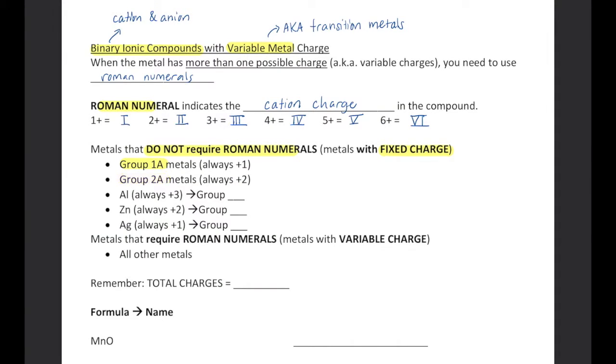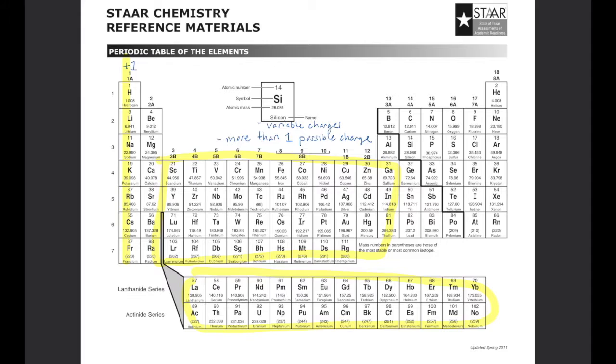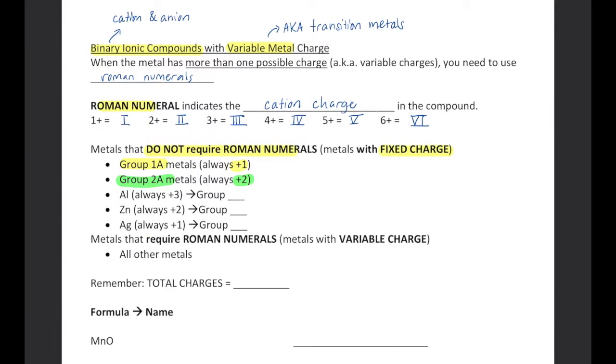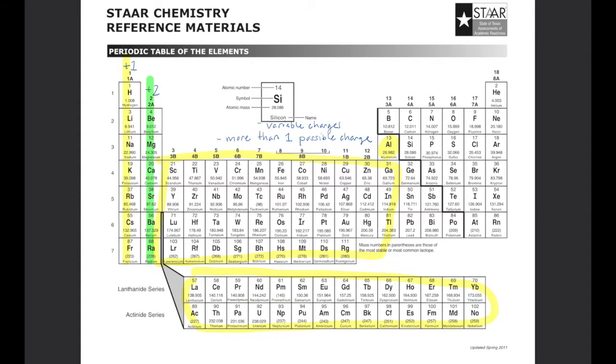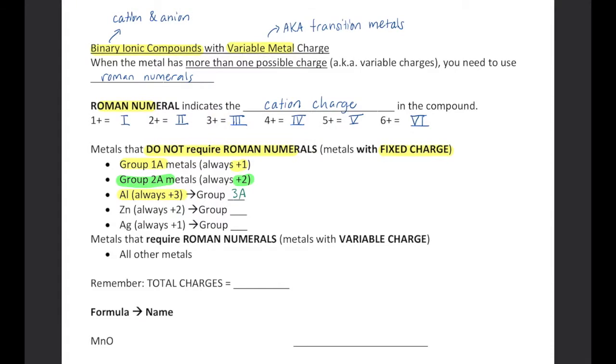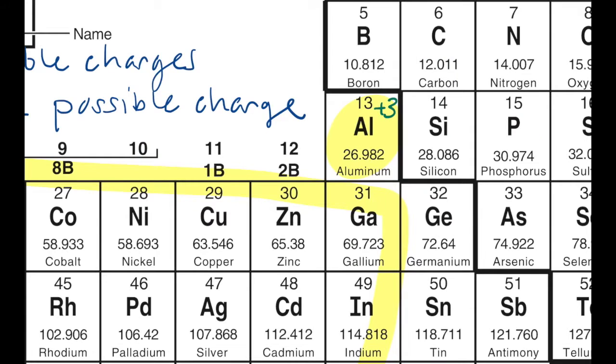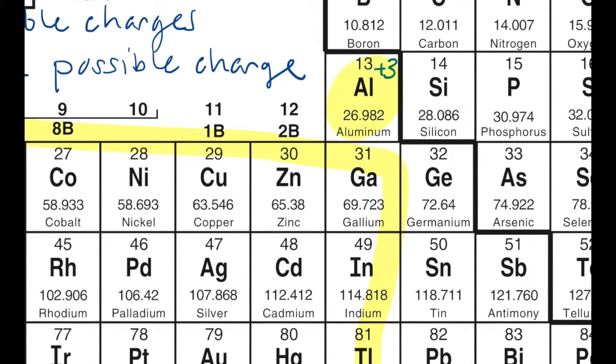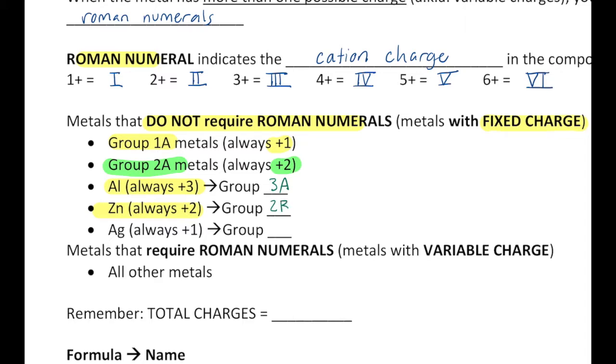Now your group 2A metals, very similar. When they are an ion, they are always going to have a +2 charge. So everything in that second column in your periodic table, if they're in your ionic compound by themselves, is +2. You don't need a Roman numeral for those. There are three other metals that are always going to have the same charge in ionic compounds. It's going to be aluminum, Al, which will always have a 3+ charge. Then you will have Zn, zinc. That's always going to have a 2+ charge. And then you will have a third one, Ag, which is silver, and that is always going to have a +1 charge.